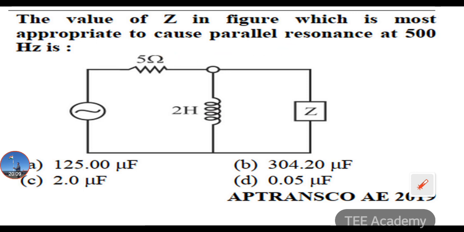So parallel resonance, in the previous discussions we discussed series resonance. Now we are discussing parallel resonance. So here we have a voltage source, they didn't mention any value here. Understand the concept. 5 ohm resistor, 2 Hz inductor and Z value. So what will be the appropriate value here? We know that inductor is there means automatically capacitor will be there. So what is the value here at frequency of 500 Hz?